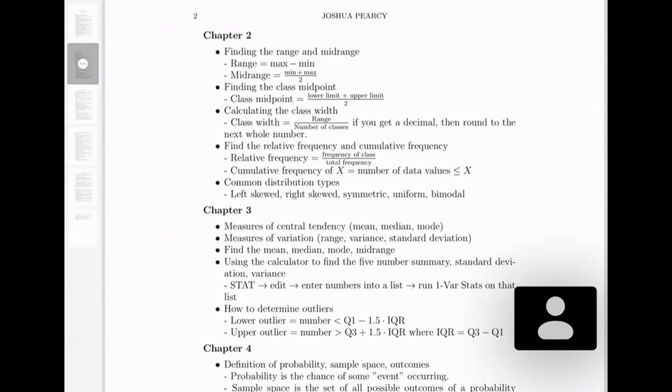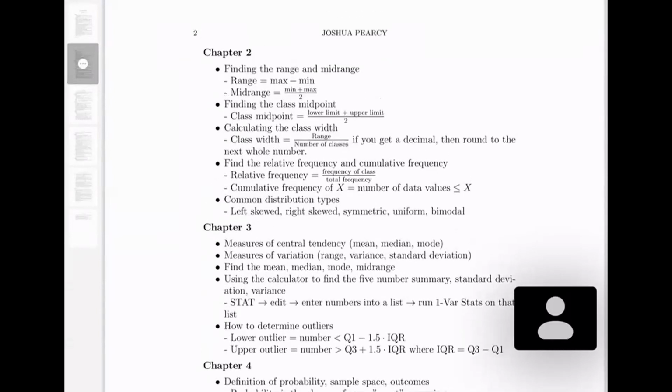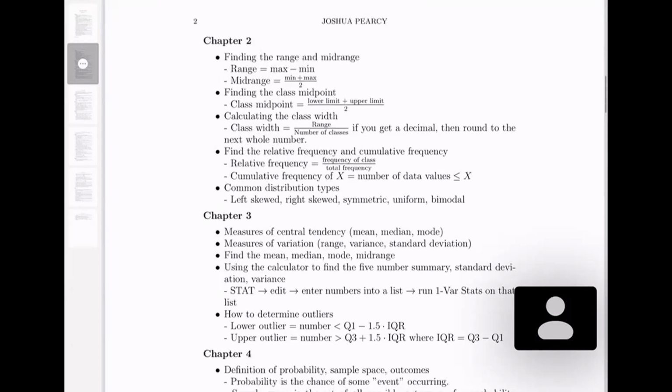So say, for instance, I want 8 classes and I have a range of 36. Then I can find the class width by taking the ratio of the two. That would be 36 divided by 8, which is 4.5. If you get a decimal, round up to the next whole number. So in that case, the class width would be 5. Even if you get a decimal like 3.1, round it up to 4.